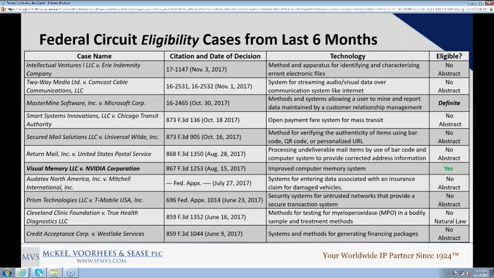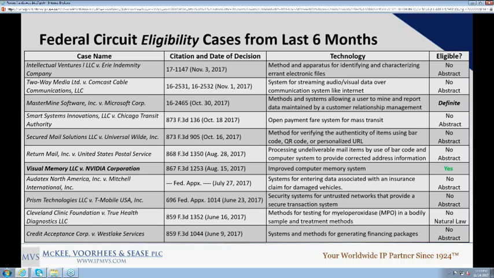This is the last 6 months of cases dealing with 101 mostly. You know, at least ones I want to highlight here. We're not going to talk through all of them because that's a lot of cases, but we are going to talk through some of them. You can see the technology area, the case citations. Some of them are too new to actually have citations. And was it considered eligible?